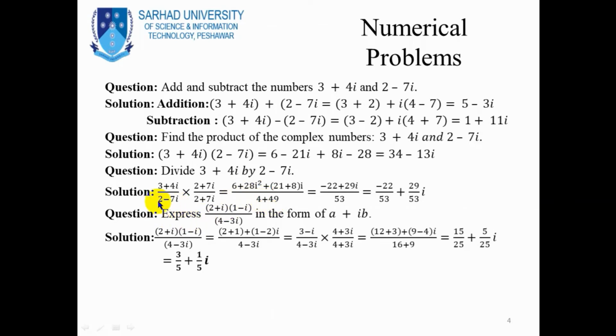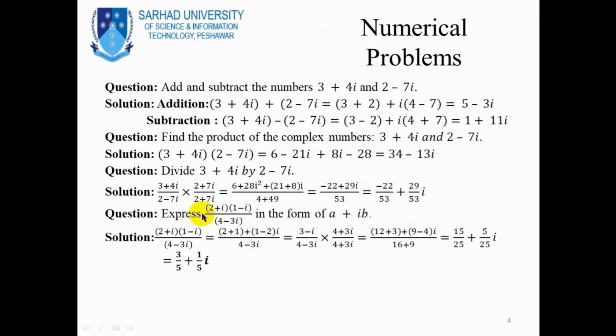Now in the denominator, we have the formula (a - b)(a + b), which can be written as a² - b². So a² means 2² minus b², which is (7i)², and i² is equal to -1, so minus minus becomes plus, and 7² is equal to 49. Now in the numerator, i² is equal to -1, so -28 + 6 is equal to -22, and 29i, divided by 53. So to write in the form of a + ib, we obtain -22/53 + 29/53 i.